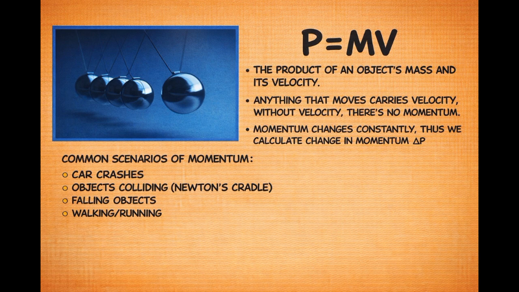Remember, we don't just define in physics. You define exactly as it is. So that definition is the product of an object's mass and its velocity. Don't do your own things, okay? Anything that moves carries velocity. Without velocity, there's no momentum. We know that each and everything that exists has a certain mass. Even that paper has a mass, even though it's very, very light. Everything has a mass. But velocity must be there so that there will be momentum.